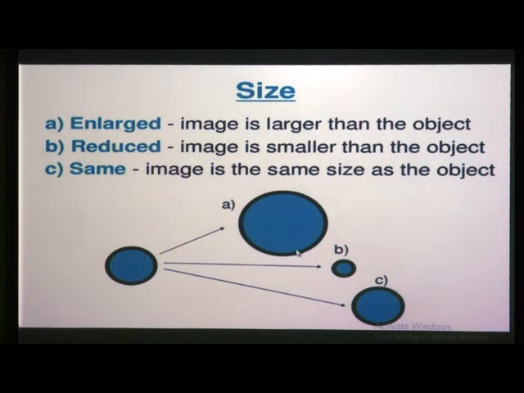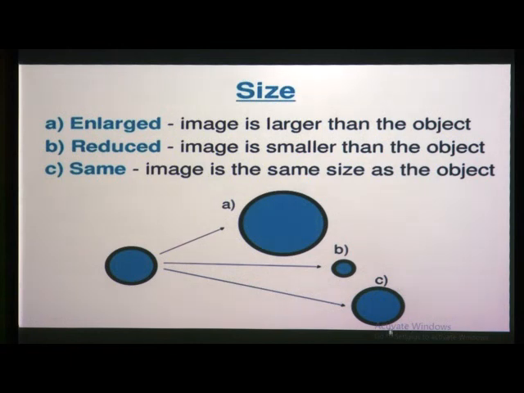Now, reduced. In B you can see whatever image we got is smaller than this object, smaller than the size of this object. So that is why it is called reduced, or we can say it is a diminished image.